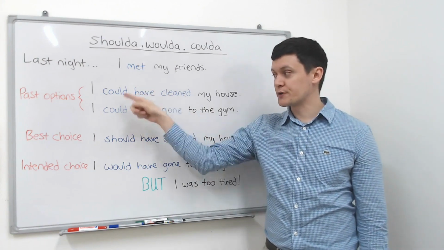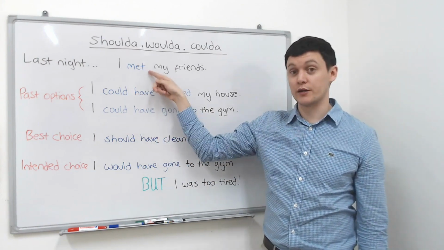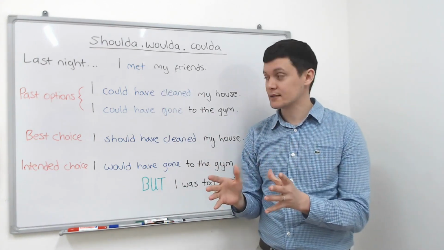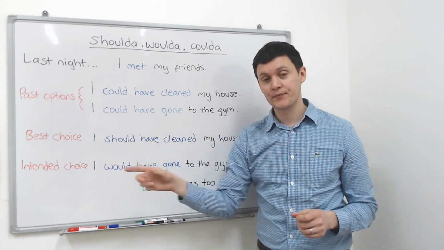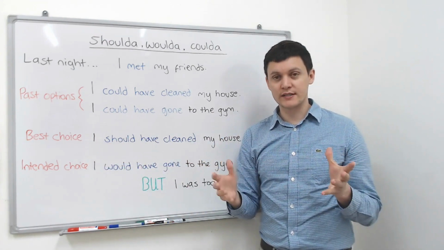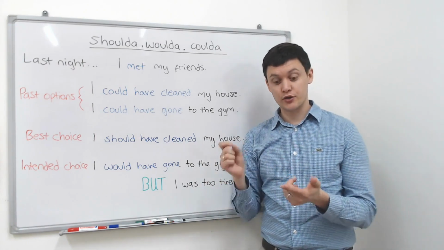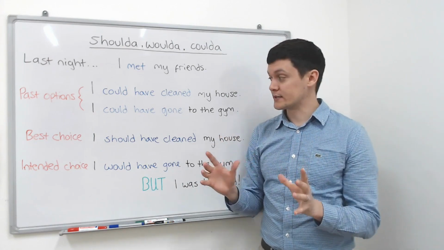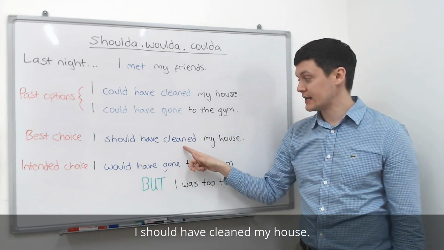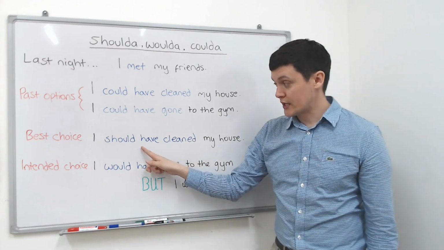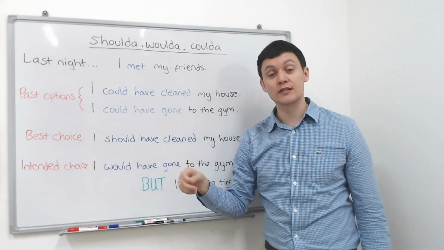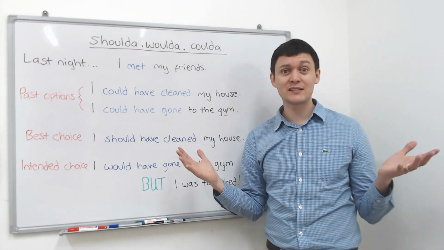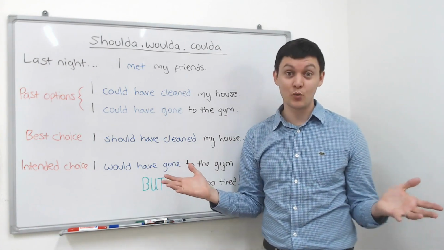Now, among these options, and including this one, there might be a best option, the right choice. So that's this one here. Very often there's a best choice. It's probably something like a job you need to do. You're doing homework, you're cleaning the house. There's always the right choice. In this case, I should have cleaned my house. Should have is used for the best choice or the right choice. So of course, I should have cleaned my house. My house is dirty. It needs to be cleaned. But what did I do?